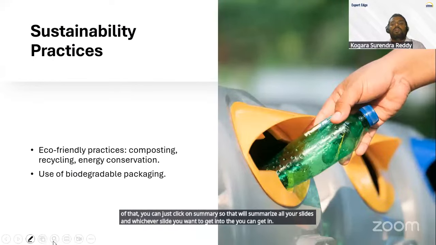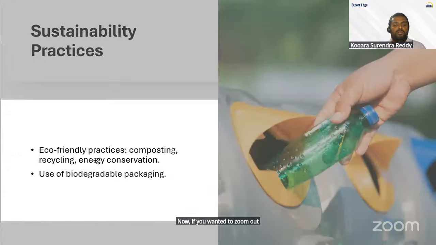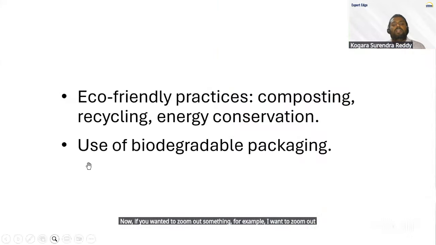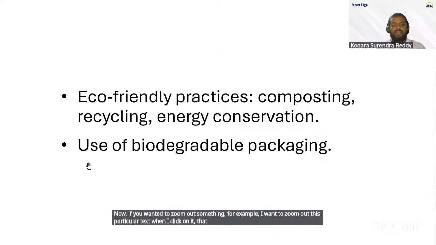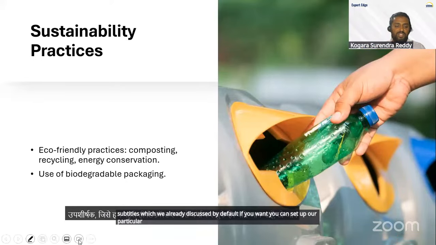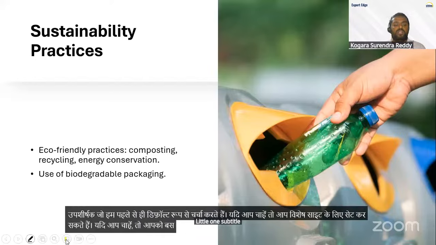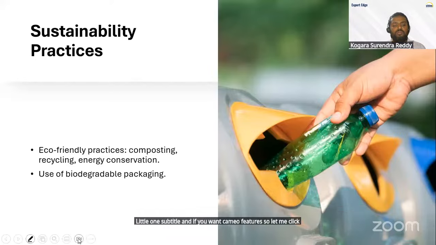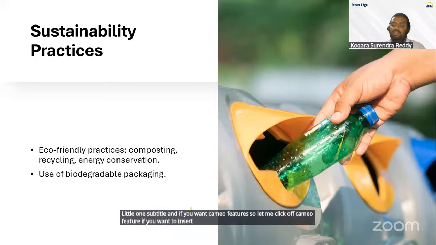If you want to zoom into something, for example this particular text, when I click on it, that will highlight it in a bigger screen. When I click again, it comes back to normal. And subtitles, which we already discussed, by default you can set up for a particular slide. You just have to click on the little subtitle button. If you want the cameo feature, let me click the cameo feature. If you want to insert it, since I'm on the other camera, Zoom camera is on, so I cannot insert it now.